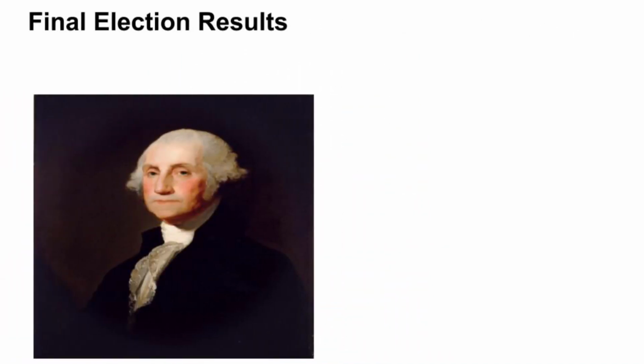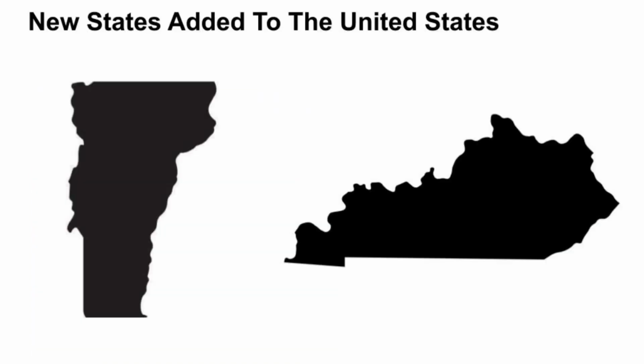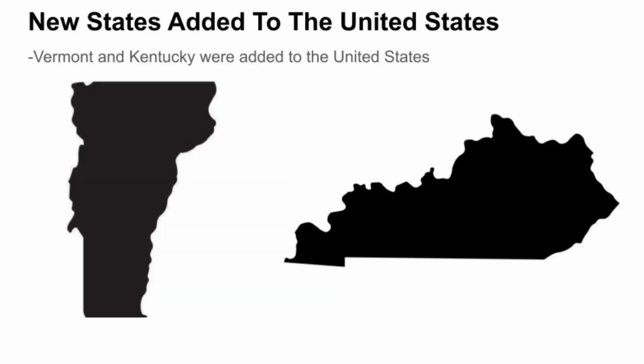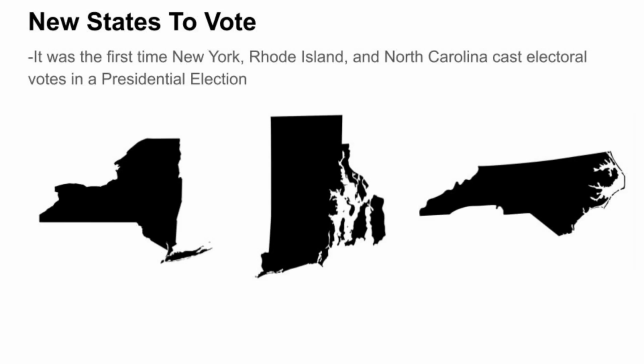The final result of this election was George Washington once again being elected president unanimously, with a total of 132 electoral votes from a total of 15 states. The two new states added to the United States at this time were Vermont and Kentucky. This election also marked the first time New York, Rhode Island, and North Carolina cast electoral votes in a presidential election.